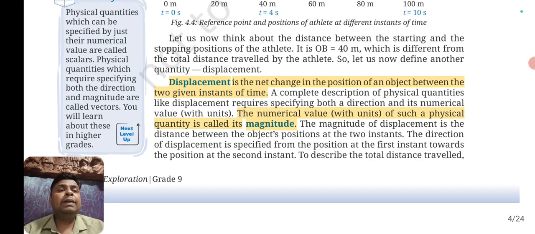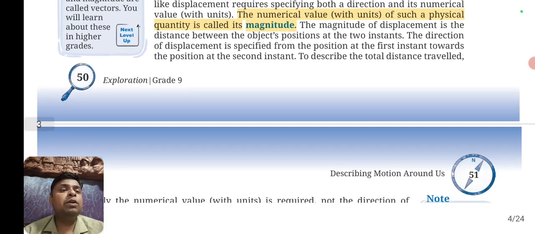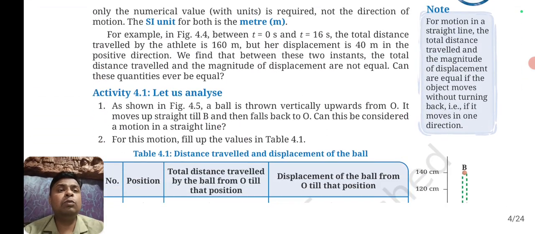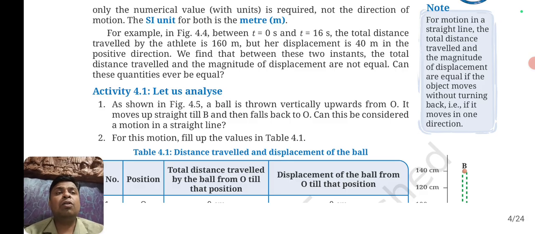Displacement is the net change in the position of an object between two given instants of time. Where is the point now? Where will it be after some time? Starting and ending points. So we have a numerical value, which is called magnitude, and of course direction is important. The magnitude of displacement is the distance between the object's position at two instants. The direction of the displacement points from the position at the first instant toward the position at the second instant. To describe the total distance traveled, only the numerical value is required, not the direction of motion.